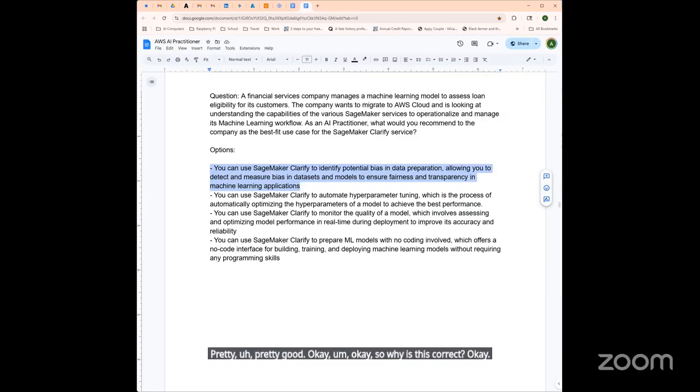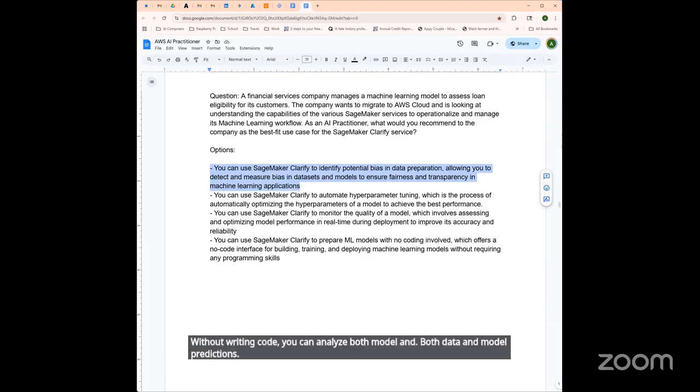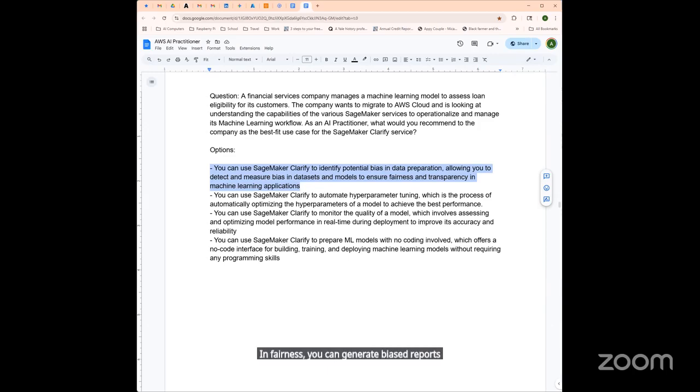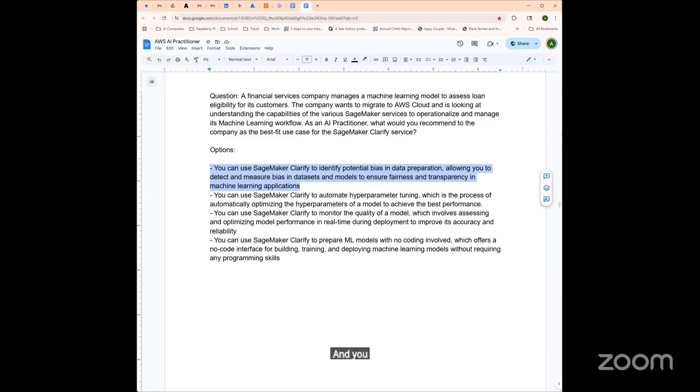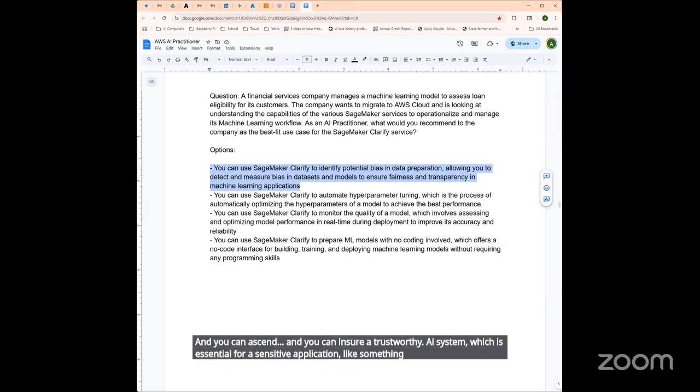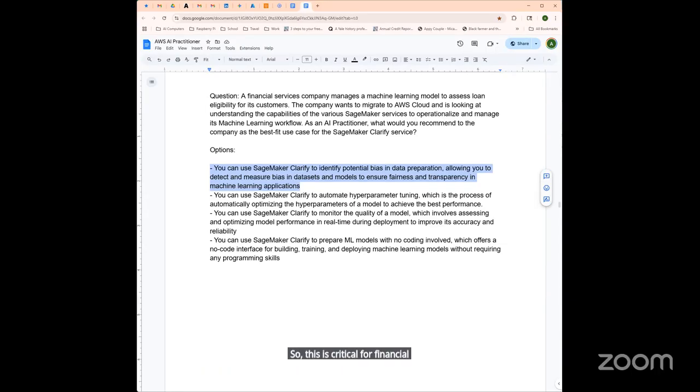Clarify is designed to identify and mitigate bias in machine learning models and data sets, right? You can detect potential bias during data prep without writing code. You can analyze both data and model predictions for fairness. You can generate bias reports to ensure transparency. You can ensure the models don't discriminate against specific groups, and you can ensure a trustworthy AI system, which is essential for a sensitive application like loan eligibility. So this is critical for financial services where bias detection is crucial for regulatory compliance and ethical AI.